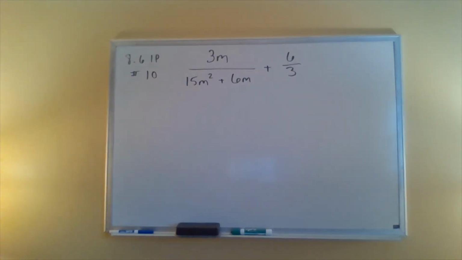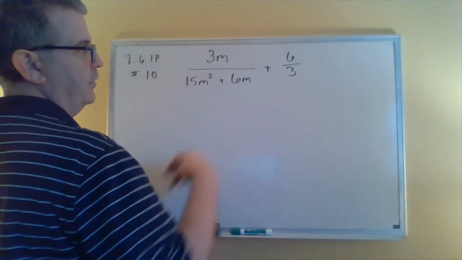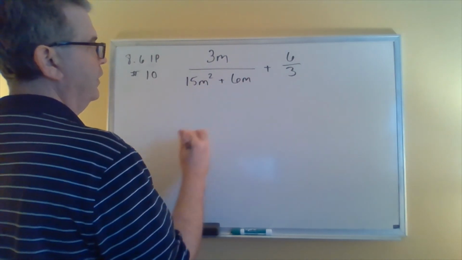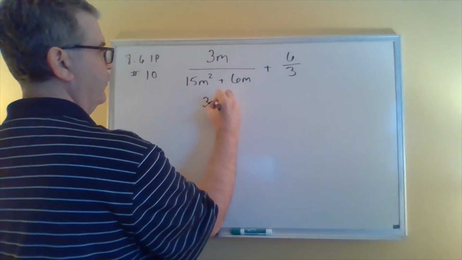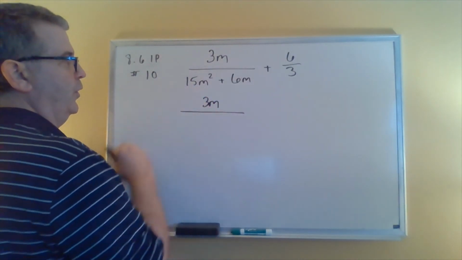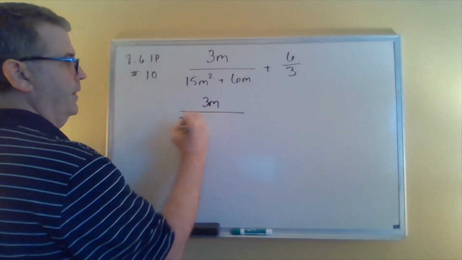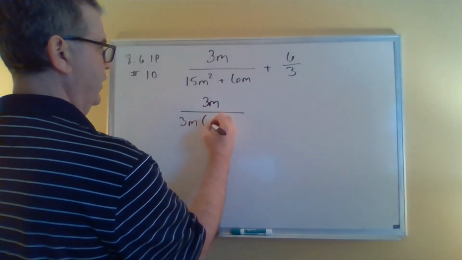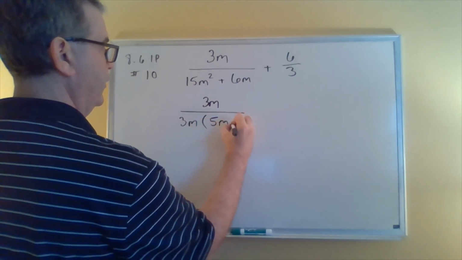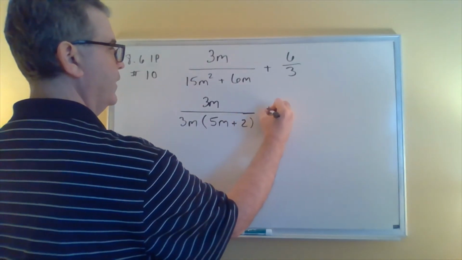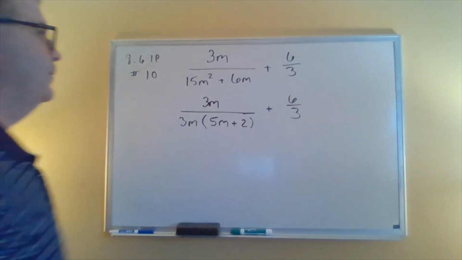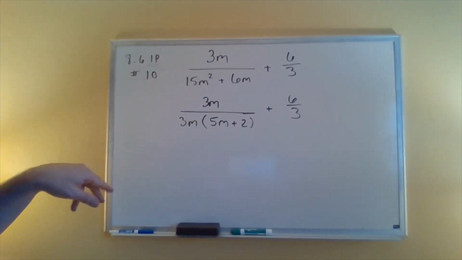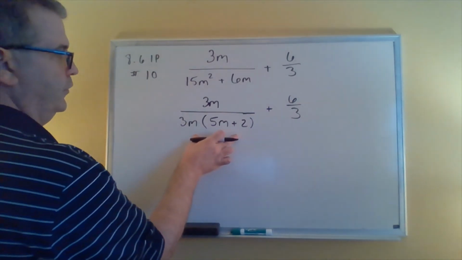Okay, our final problem, number 10, we are given 3m over 15m squared plus 6m. We're going to add to that 6 over 3. So we need to factor our denominators. This denominator, we can't factor that one, but we sure can here. We can pull a greatest common factor out of there. So I'll have 3m still in my numerator. So I'm going to pull out 3m in the denominator, it looks like, as well. And I'll end up with 5m plus 2 when I factor that out of 15m squared plus 6m. Okay, so I factored my denominator over here.